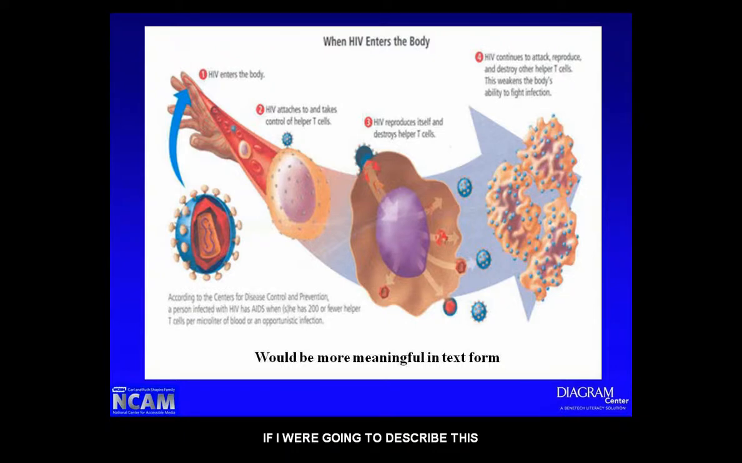If I were going to describe this, I guess I'd be talking about pita chips and fried eggs and almonds and malted milk balls. I mean, these are peculiar symbols that really aren't related in any way to HIV. So this would be one that is definitely more meaningful in a text form than in a tactile graphic.